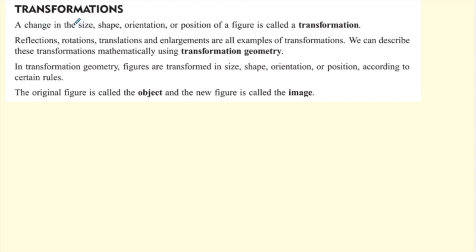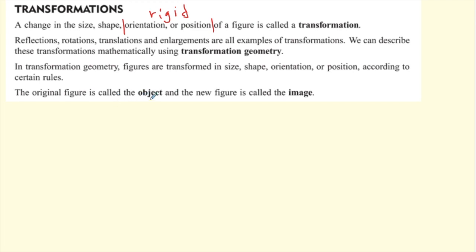If we change the size, shape, orientation, or position of a figure, that's called a transformation. And if we just change orientation or position, these are called rigid transformations, because the shape's not actually changing what it is. Reflection, rotation, translation, and enlargements are all examples of transformations. We can describe these transformations mathematically using transformation geometry. In transformation geometry, figures are transformed in size, shape, orientation, or position according to certain rules.